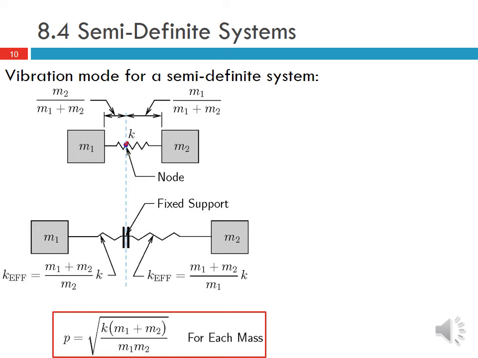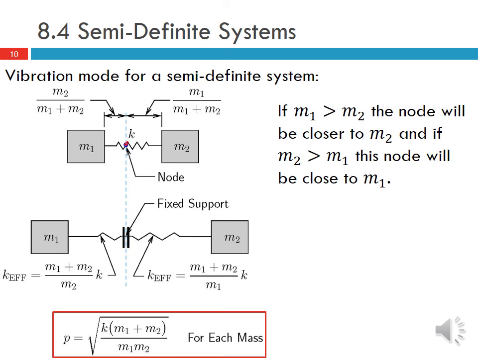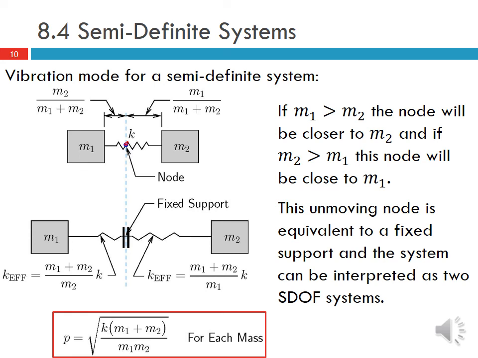The natural frequency for each mass is the square root of k times m1 plus m2 over m1 times m2. If m1 is greater than m2, the node will be closer to m2, and if m2 is greater than m1, the node will be closer to m1. This unmoving node is equivalent to a fixed support, and the system can be interpreted as two single degree of freedom systems, with k effective as we can see here.